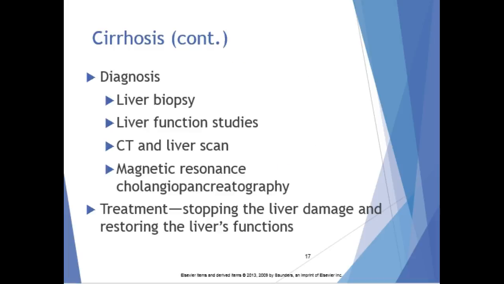Diagnosis of cirrhosis is made based on the results of a liver biopsy. There are liver function studies, a CAT scan and liver scan, a magnetic resonance cholangiopancreatography. The treatment for cirrhosis is to stop the liver damage and try to restore the liver's function as much as possible.